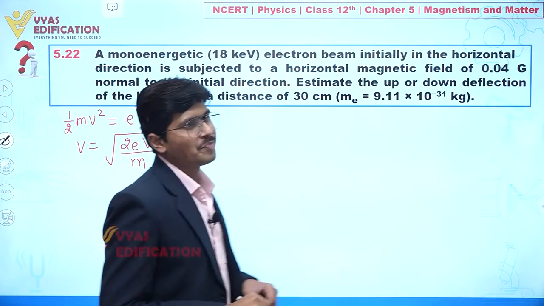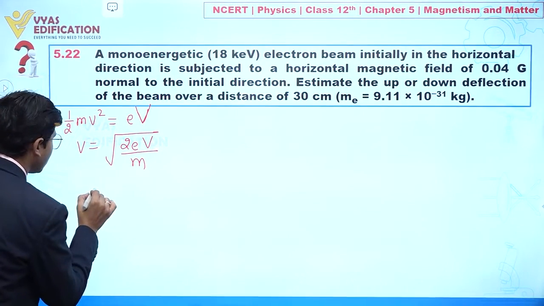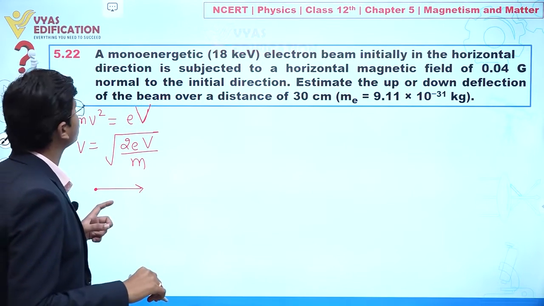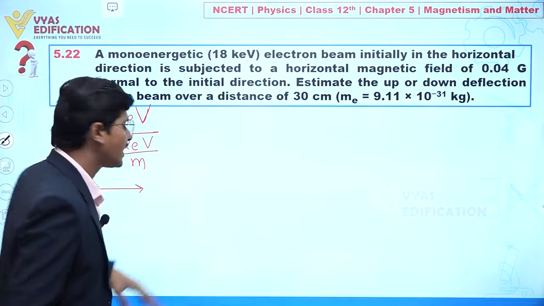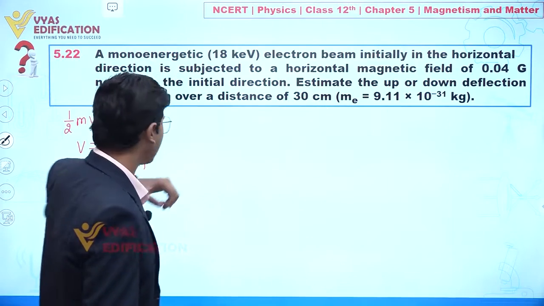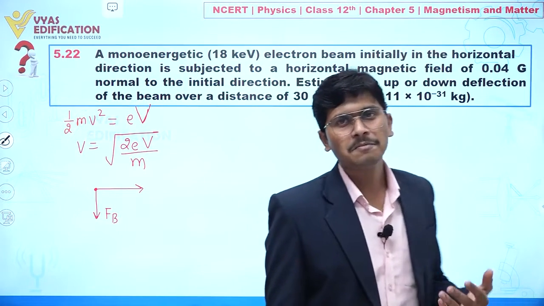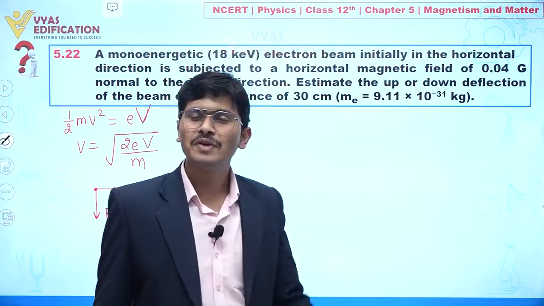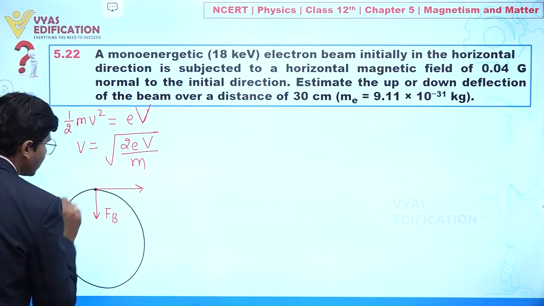Yes or no? Yes. Now, it is also given in this question that this electron beam is going in horizontal direction. Let's suppose this electron is going in this direction, and let's suppose this is the position of that electron. Clear? And it is also given that it is subjected to a magnetic field, initially horizontal, but normal to its initial direction. It means the magnetic field is perpendicular to the initial direction. Clear? So definitely when v and B are perpendicular, a force will act on this particle, yes or no? And definitely it will move in a circular path. Clear? This concept will definitely be clear to you. So now let's suppose this electron is moving in this circular path.